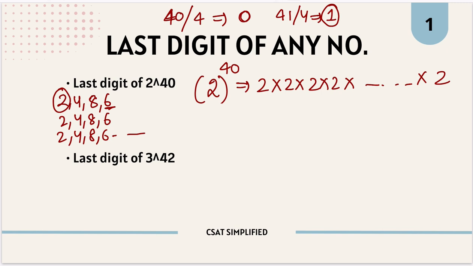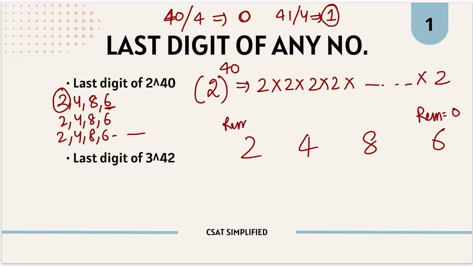Now whatever power is given to me, that is 40. I divide it by what? 4. So what is the remainder left? That is 0. So correct. Second part is also done. Remainder left is 0, so 2, 4, 8, 6. Correct. So if you are left with remainder 0, this is the number.